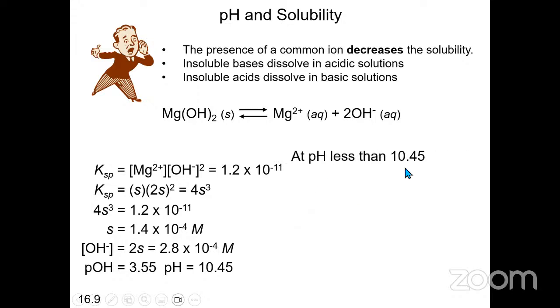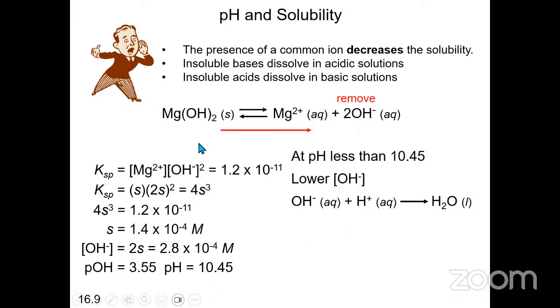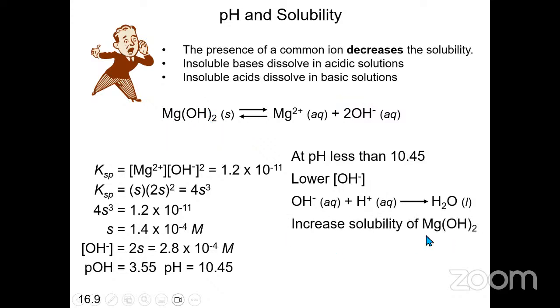Now, if the pH is less than 10.45, in other words, let's say you add acid and the pH decreases to some value less than 10.45, that means the concentration of the hydroxide ion would decrease because you're making it more acidic. The acid will react with the hydroxide ions to form water, which means that the equilibrium will shift to the right. This is the reaction I just described. Therefore the solubility of the magnesium hydroxide would increase. You can understand this based on Le Chatelier's principle.